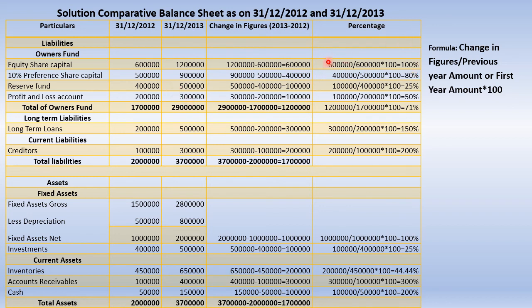Next it is finding out the percentage. To find out the percentage, the simple basic thing you can remember is column 4 divided by column 2. That is the simple thing. If you find it difficult to remember, it will be nothing but column 4 divided by column 2, or simple part, it is 6 lakh divided by 6 lakh into 100, you get 100%. Or the formula applicable is changes in figures divided by previous year's amount or first year's amount into 100. This is how a comparative balance sheet statement is prepared.